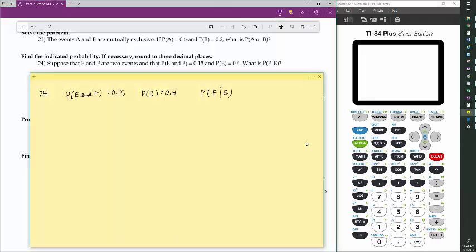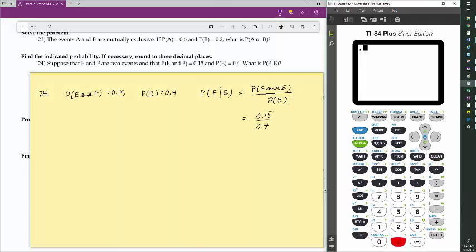Just by applying the rule, we know that the rule for the probability of F given E is the probability of F and E, or E and F, the probability of them both happening at the same time, divided by the probability of E. And now we just plug in the things we have. For this probability, F and E is 0.15, and the probability of event E is 0.4. So 0.15 divided by 0.4 makes 0.375.